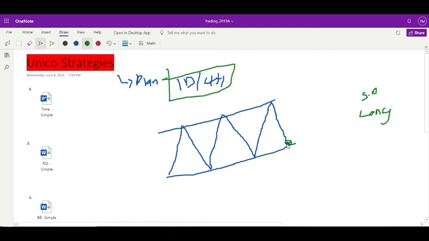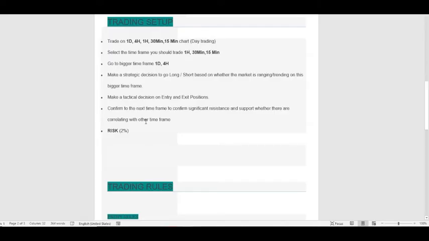Because it's hitting a support, which means this potential pair that you are trading, or that you are trying to trade, will gain value, right? The base currency is being undermined, right? So which means in future it will gain value. That's what I'm explaining here. So make a tactical decision on where to enter and where to exit, right?